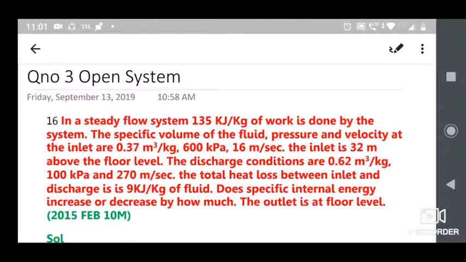Does the fluid's specific internal energy increase or decrease? If so, by how much? The outlet is at the floor level. This is a simple problem where, by simple substitution into the formula, we will get the solution. First, write the given data and draw the sketch, then write the formula and substitute the values in it, and we'll calculate the change in internal energy.